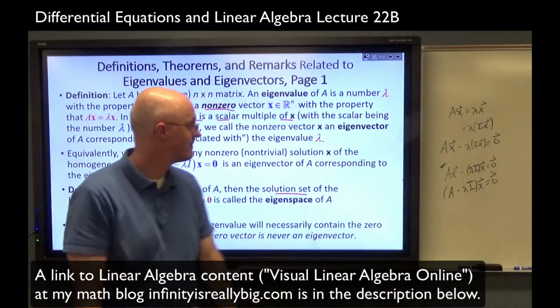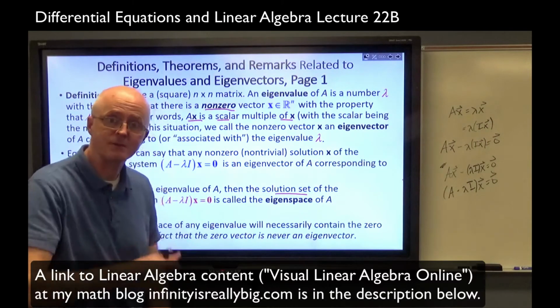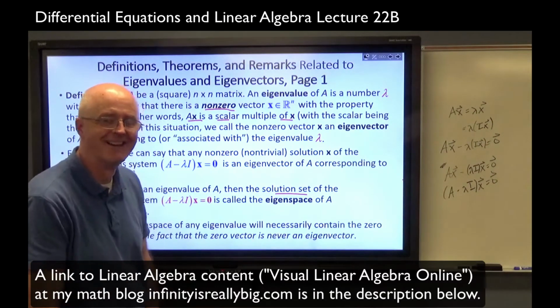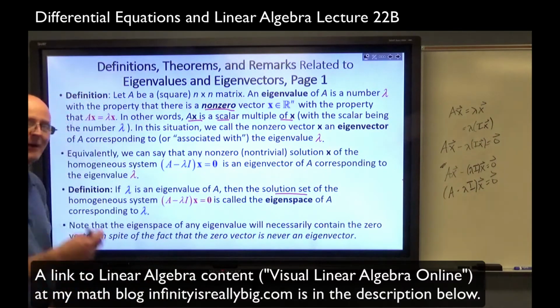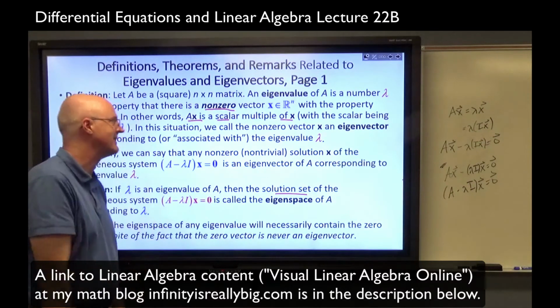Eigenspaces, being null spaces of matrices, are subspaces of Rn. That's worth remarking here verbally. I didn't put it in the slides.